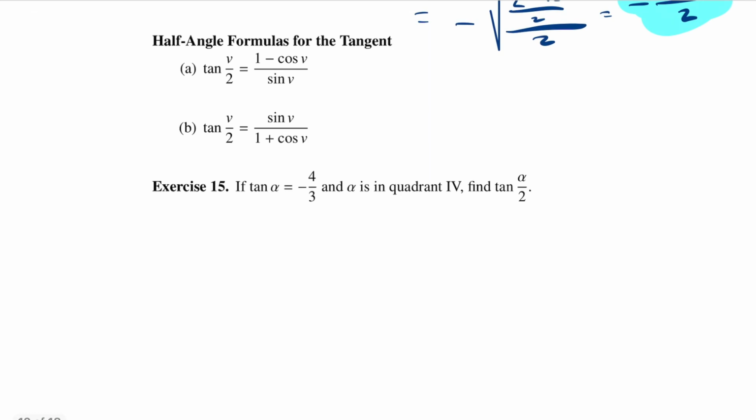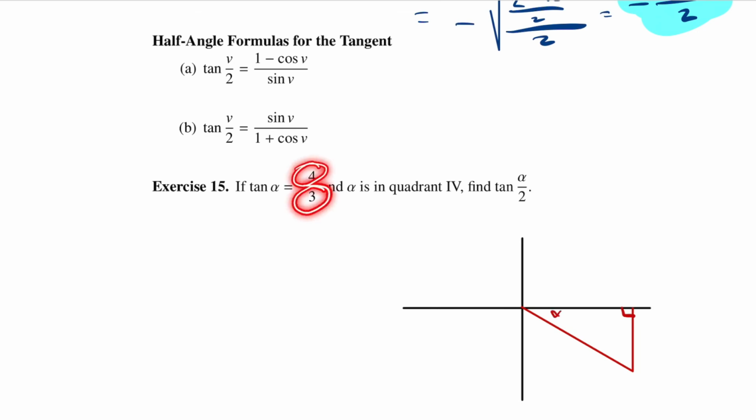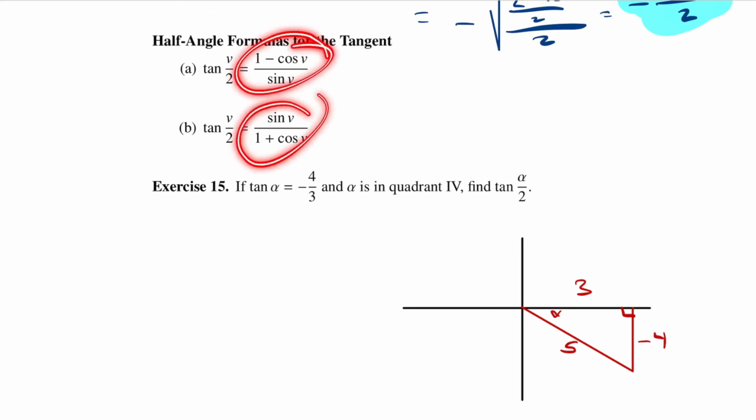So once again, let's draw that triangle in quadrant 4. Here's the 90-degree angle and alpha. Tangent would be opposite over adjacent. Notice that I put the negative with the 4, not with the 3, because this is positive 3, and this is negative 4 because it's going down. And this is a 3, 4, 5. Hypotenuses are always positive. Now we can use either one of these. I would recommend the top one, so let's do that now.